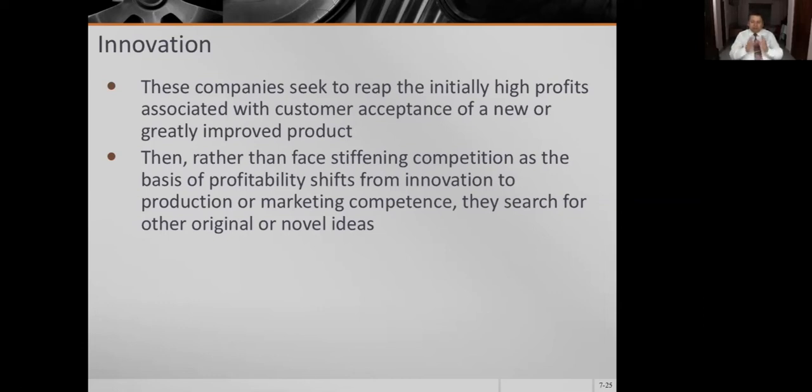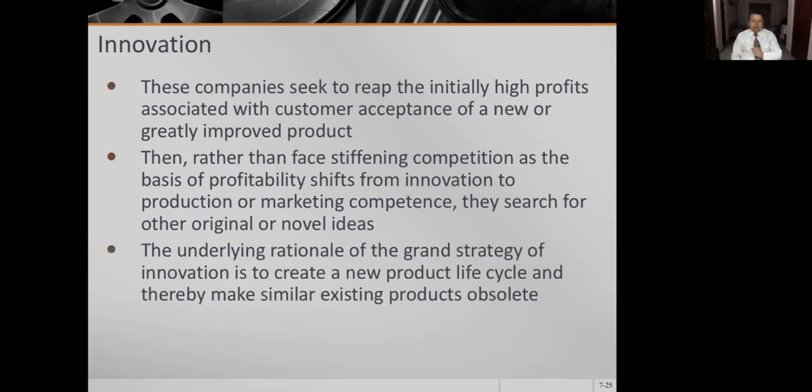This is exactly like exploration and exploitation. Earlier we were on an exploitation focus, but now you are on an exploration focus, on an innovative path of development, experimentation, and innovation. The underlying rationale of the grand strategy of innovation is to create a new product life cycle and make similar existing products obsolete. For example, GSM phones became obsolete, and 3G phones came into the market, then 4G phones. So they made the 3G phones obsolete. If you don't do this yourself, like Nokia was late in that process, somebody else will in the market.